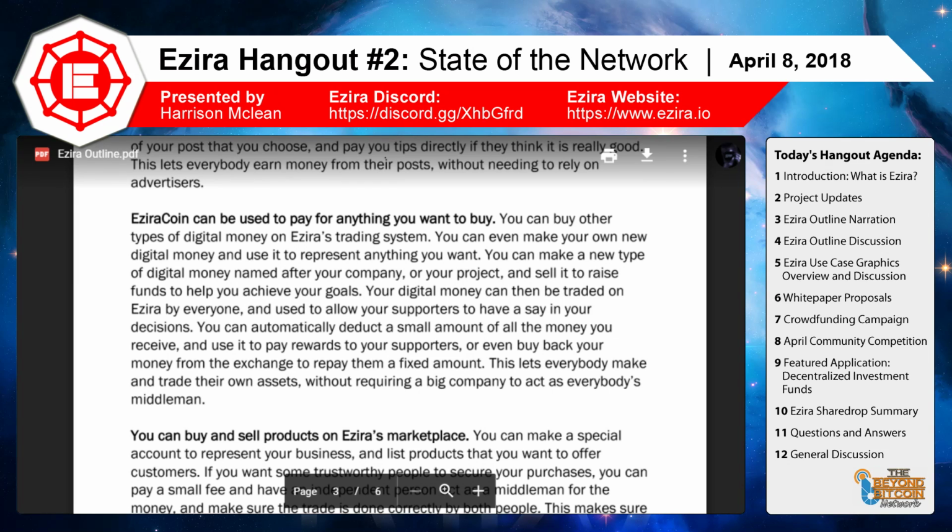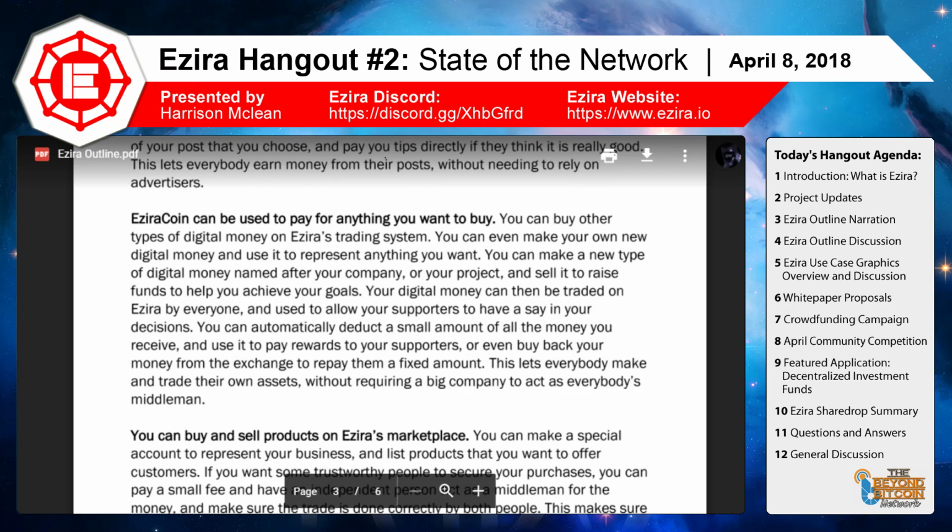Your digital money can then be traded on Ezira by everyone and used to allow your supporters to have a say in your decisions. You can automatically deduct a small amount of all the money you receive and use it to pay rewards to your supporters, or even buy back your money from the exchange to repay them a fixed amount. This lets everybody make and trade their own assets without requiring a big company to act as everybody's middleman.